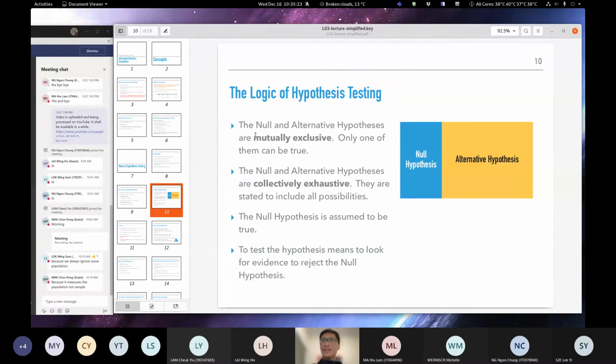Now, so this is the logic of the hypothesis testing. In hypothesis testing, we always assume that the null hypothesis is true in the beginning, and then we try to see if there is any evidence to reject the null hypothesis. It means that in the beginning, we assume that the population mean is equal to 10, and then we try to see if there is any evidence to reject this null hypothesis using our data.